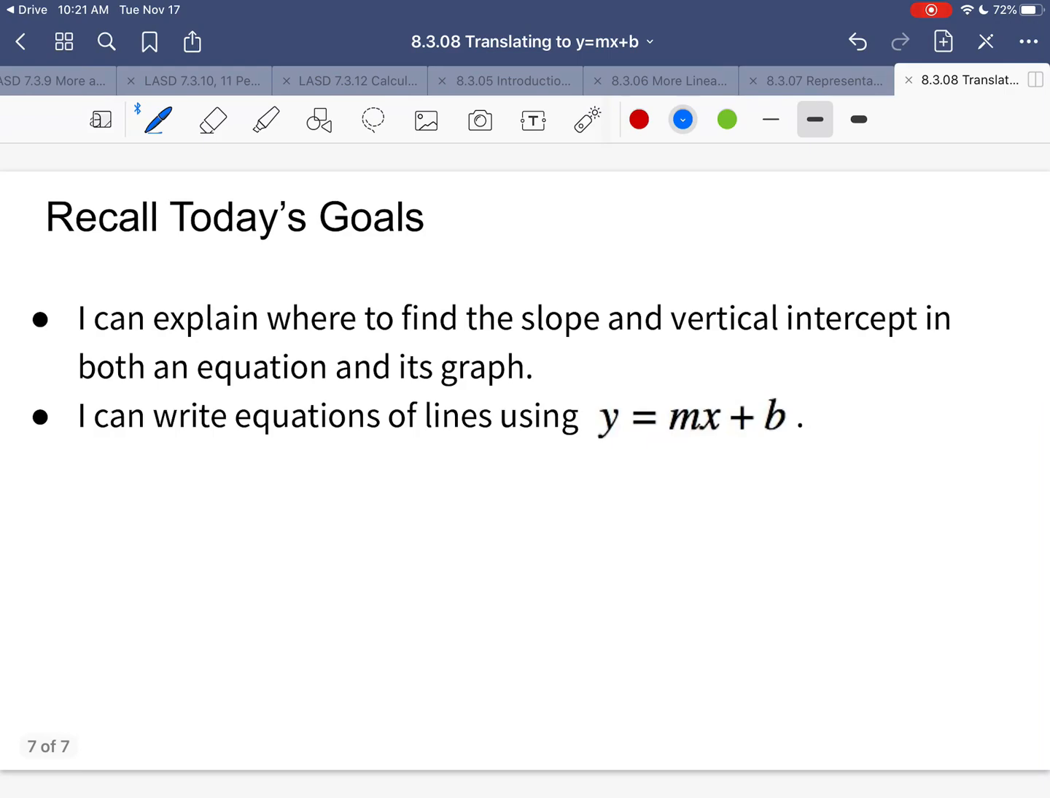So to recall today's goals, you can explain where to find the slope and the vertical intercept in both an equation and its graph. And once you have the slope and the vertical intercept, you can write equations of lines using y = mx + b. And that's the end of today's lesson.